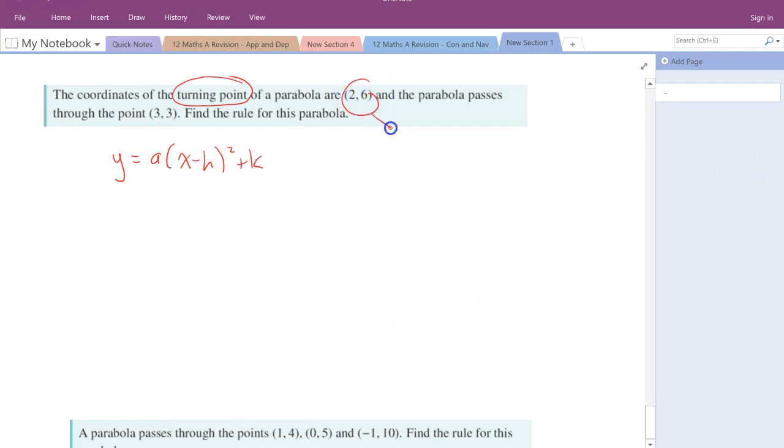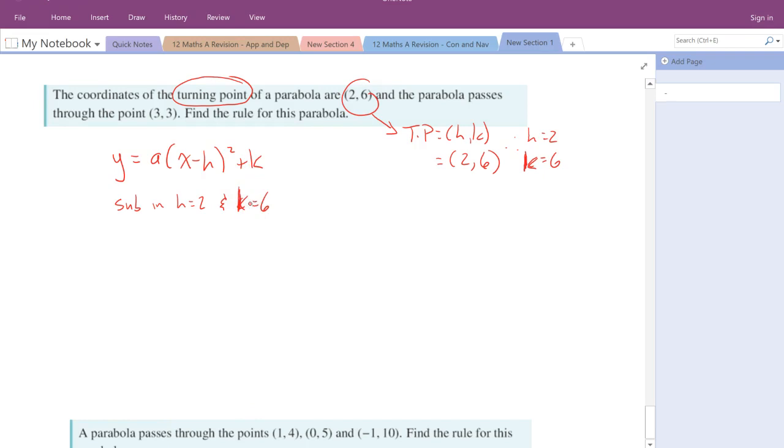Now the turning point gives us this. So the turning point equals (h, k), and it equals (2, 6). So obviously my h equals 2 and my k equals 6. So I'm going to sub in h equals 2 and k equals 6.